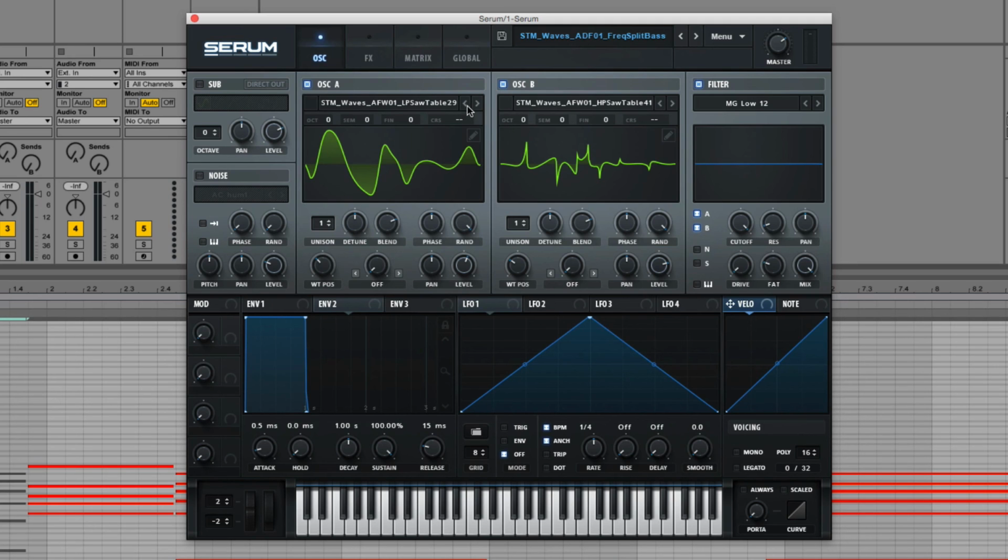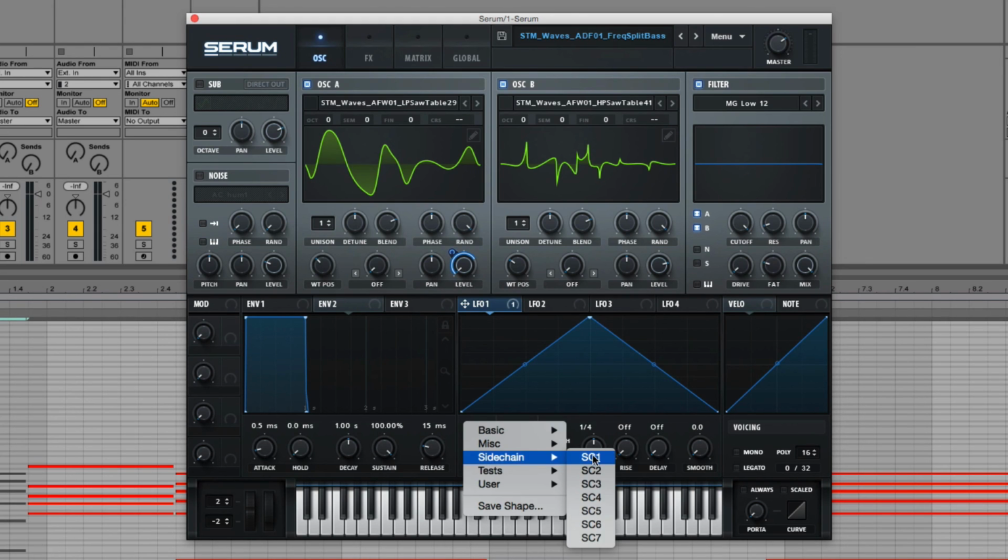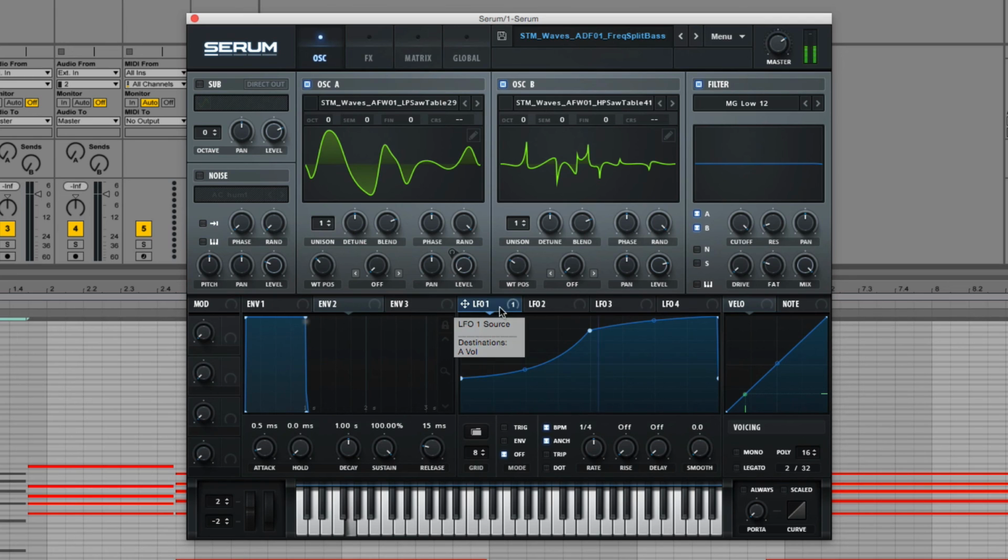And then even, I suppose, if you wanted to, you could sidechain the low and the high separately without frequency splitting or a multi-band sidechain, because you could do this. Probably should put some on the high end. So there you go, that's a frequency split bass.